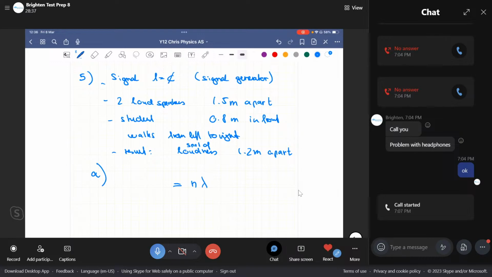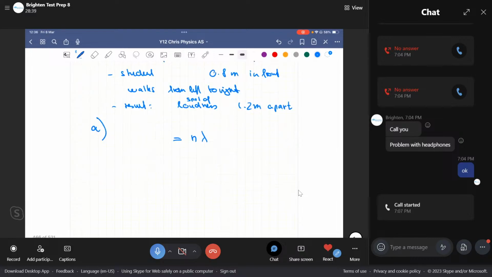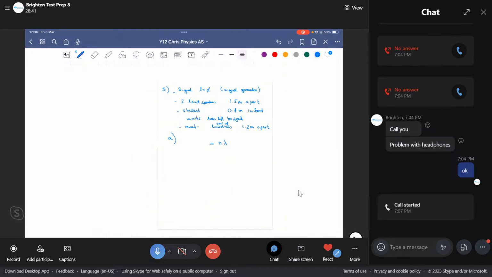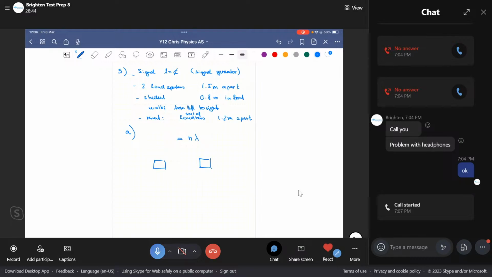Because, when you think of it, we have the two loudspeakers at a certain distance to each other. So let's say the center here, that would be 1.5. We have the student, that's now not in proportion, who is 0.8 meters away here. So center to center, so to speak.